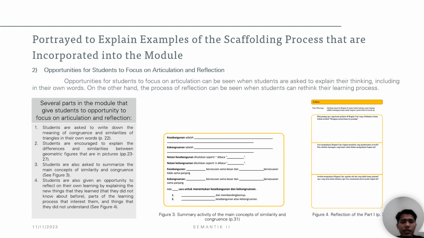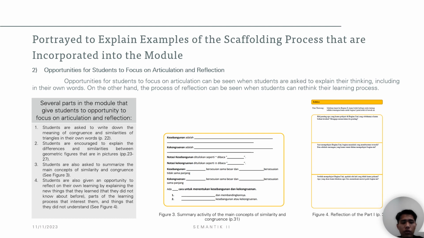Next is the opportunities for students to focus on articulation and reflection. Opportunities for students to focus on articulation can be seen when students are asked to explain their thinking, including in their own words. On the other hand, the process of reflection can be seen when students rethink their learning process. Several parts in the module give students the opportunity to focus on articulation and reflection, which can be seen in the slides.